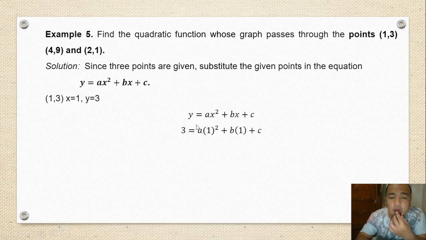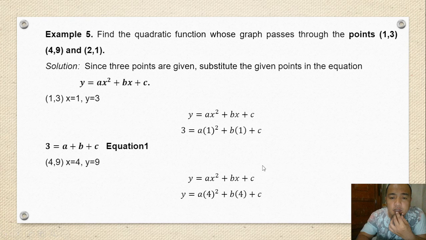So for 1, 3, we have x equals 1, y equals 3, so substitute here. 3 equals a times 1 squared plus b times 1 plus c. So equation 1 is 3 equals a plus b plus c. That's equation 1.